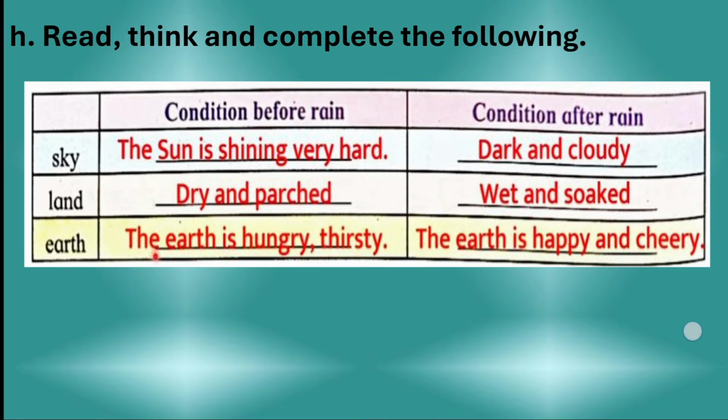Second is land. Condition before rain is dry and parched. And after rain is wet and soaked. Next, earth. Condition before rain, the earth is hungry and thirsty. And after rain, the earth is happy and cheery.